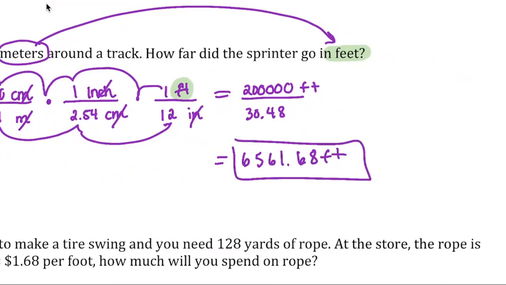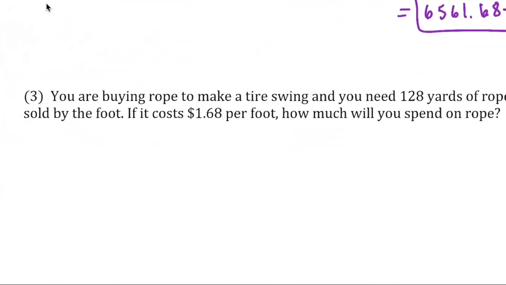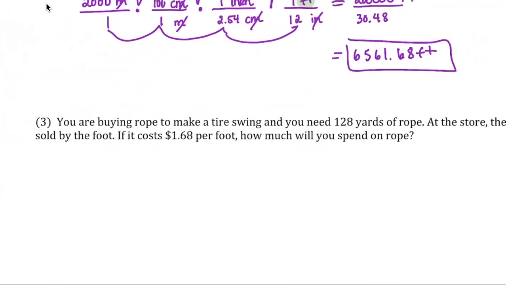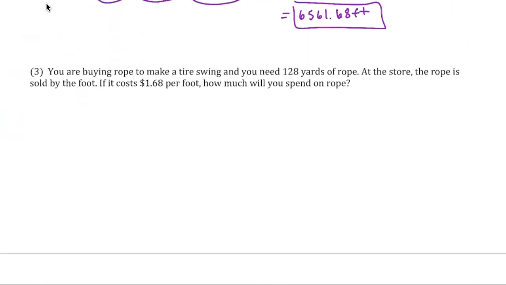All right. So our last one here, it says we are buying rope to make a tire swing. You need 128 yards of rope. At the store, the rope is sold by the foot. If it costs $1.68 per foot, how much will you spend on rope? So we're starting with 128 yards of rope. So that's the first thing that I'm going to start by writing down. We have 128 yards, and I'm going to put it over 1.